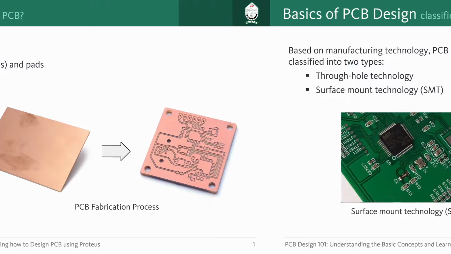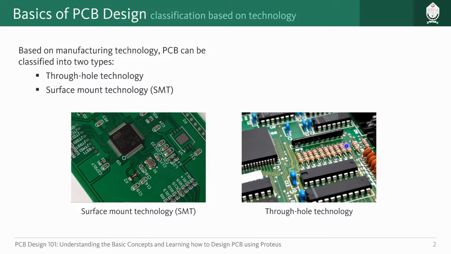Then let's classify the PCBs based on different kinds of methods, like the manufacturing technology. Based on the manufacturing technology, PCB can be classified into two types. One of them is the through hole, and another one is the surface mount technology. In through hole technology, all the components are going through the circuit. So you see some holes here, all the pins are going through our PCB, and we are soldering that on the bottom of this PCB, right?